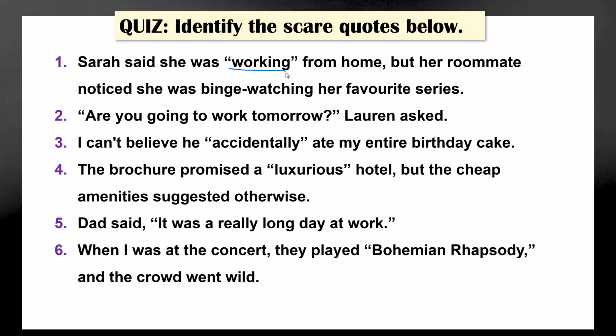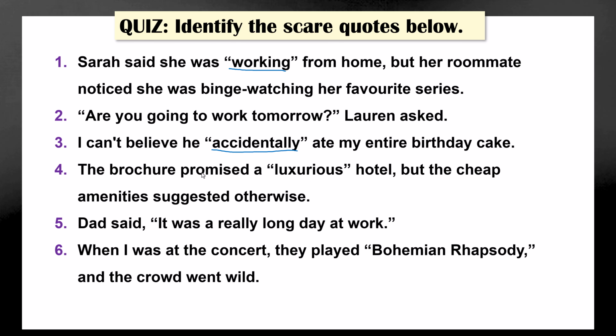Number 1, working is in scare quotes because it's implying that even though Sarah says she's working, she's really just watching her favorite TV show. Number 2 uses regular quotes. This is direct speech. Number 3, we have accidentally, and this is in scare quotes. The writer is skeptical that the person who ate their entire birthday cake did so by accident. It was probably not an accident.